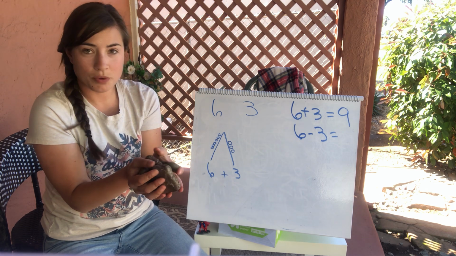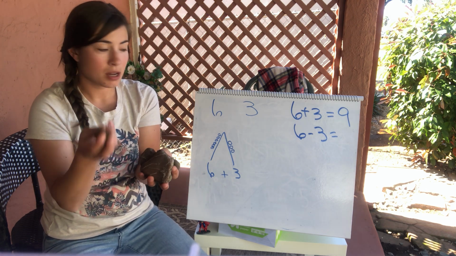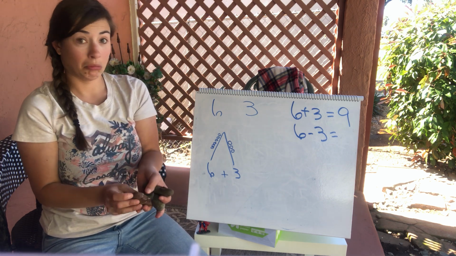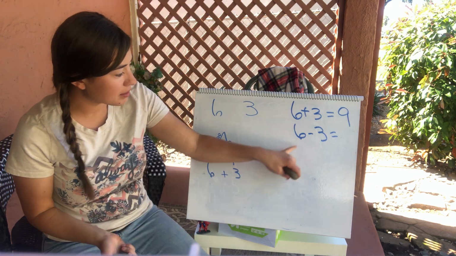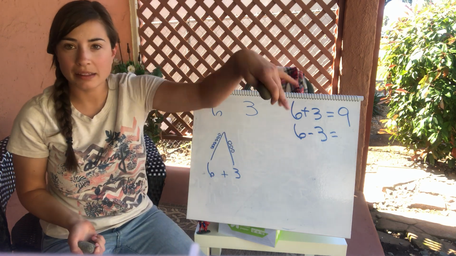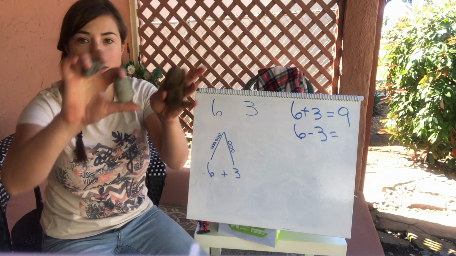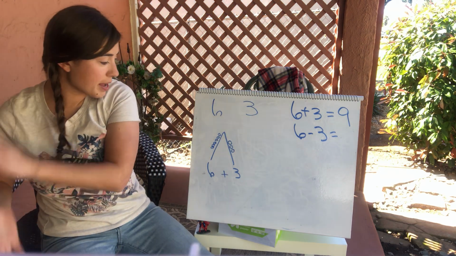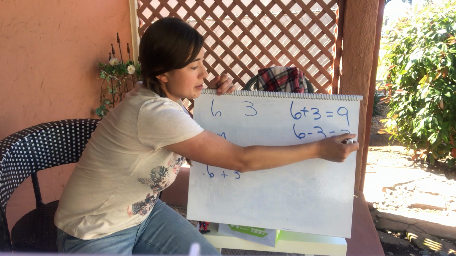So they want 3 rocks back in my front yard. So I have 6 minus 3. 1, 2, 3. So that means I had 6 and I took 3 away. They're off in the yard. I don't have them anymore. So that means I'm left with 3 rocks. So you would write 6 minus 3 is the same as 3.